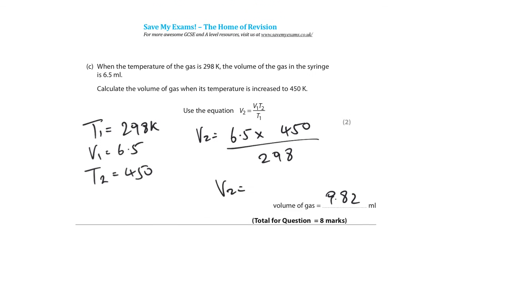And last question, when the temperature of a gas is 298 K, the volume of the gas in the syringe is 6.5, okay? Calculate the volume when its temperature is increased to 450. Right, T1, initial temp, is 298. V1 is 6.5. Calculate the volume, so V2 is unknown. T2 is 450. I've taken those three numbers and put them into the equation. Be careful. Notice how T2 is on top and T1 on the bottom. So V2 equals 6.5 times 450 divided by 298, which means V2 equals 9.82 mil.